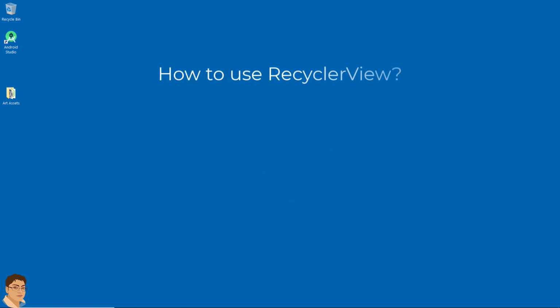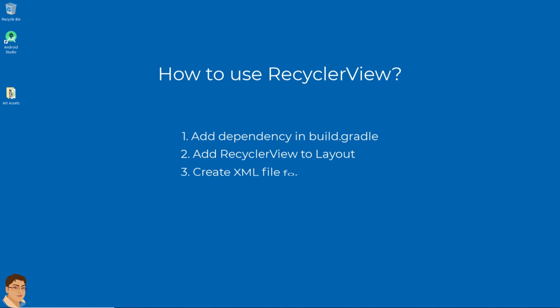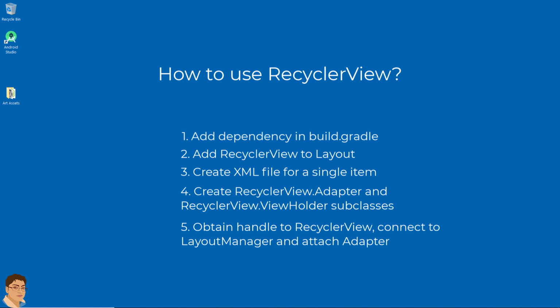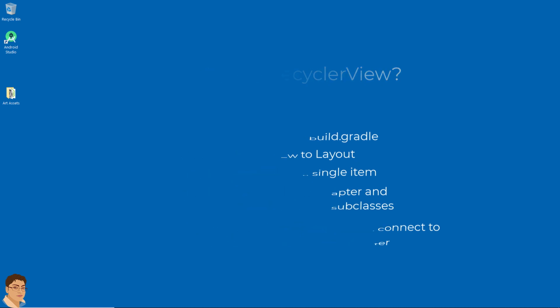How to use the RecyclerView? Number 1. Open the build.gradle file for your app module and add the support library to the dependencies section. Number 2. Add RecyclerView to your layout. Number 3. Create a custom XML layout file to show a single item. Number 4. Create RecyclerView.Adapter and RecyclerView.ViewHolder subclasses to render the items. And number 5. Obtain a handle to the RecyclerView object, connect it to a layout manager, and attach an adapter for the data to be displayed. Let's see the concepts in action now.